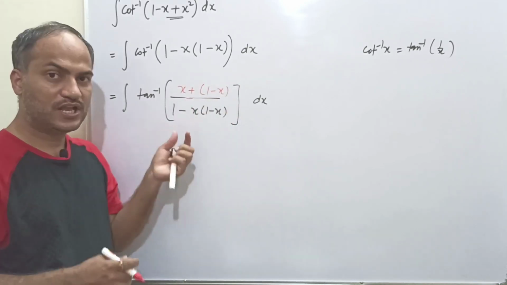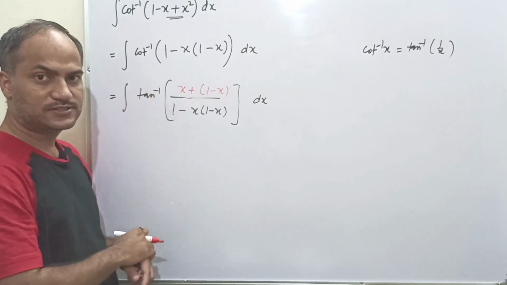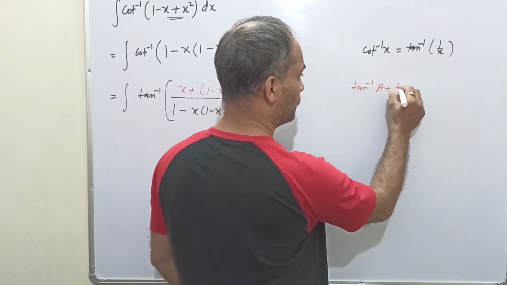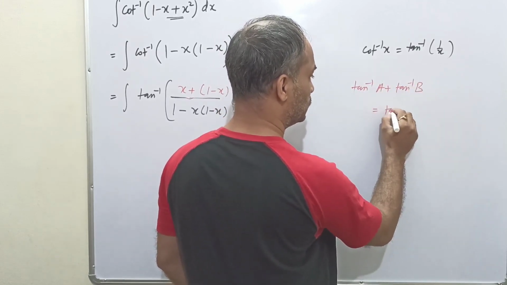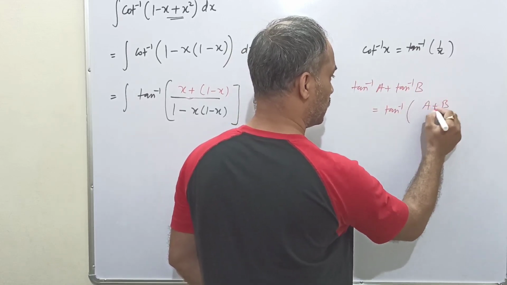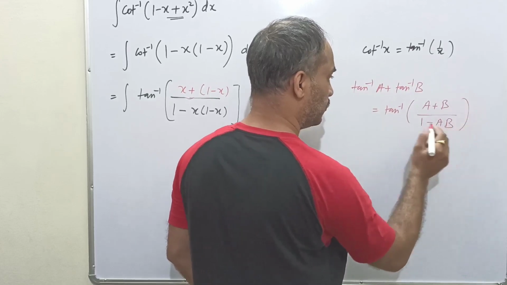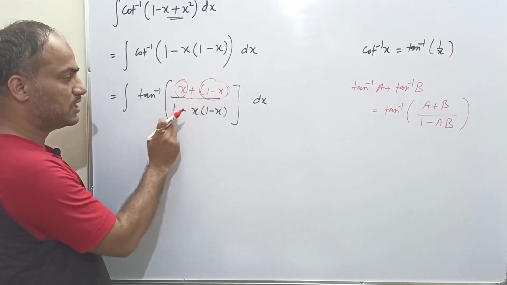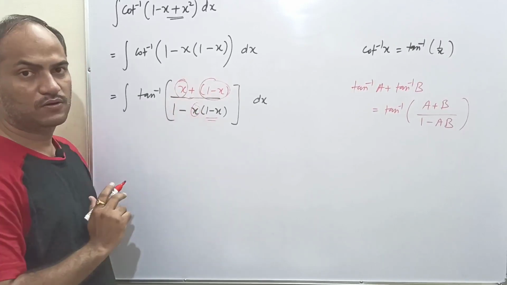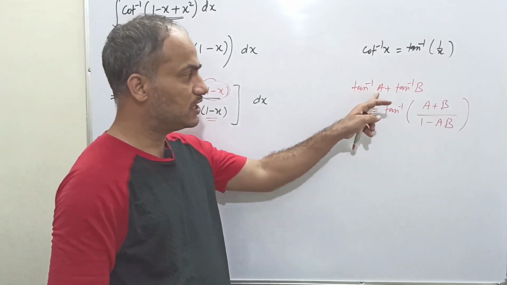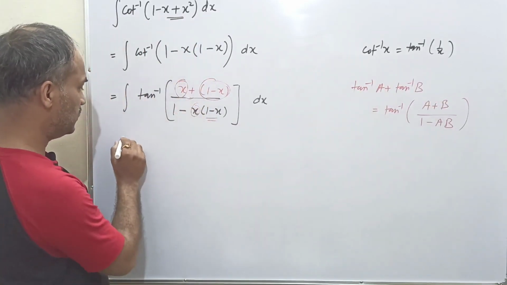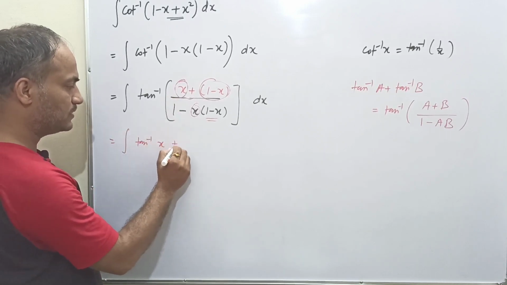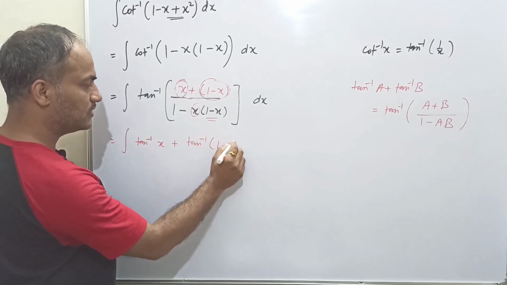Just think about it. Does any formula strike your mind regarding tan inverse x? Yes, one formula we have: tan inverse of a plus b upon 1 minus a into b. If we assume this term as a and this term as b, then a plus b upon 1 minus a into b is actually the formula of tan inverse a plus tan inverse b. So let us apply this. This will become tan inverse a, the first term, plus tan inverse b, the second term.